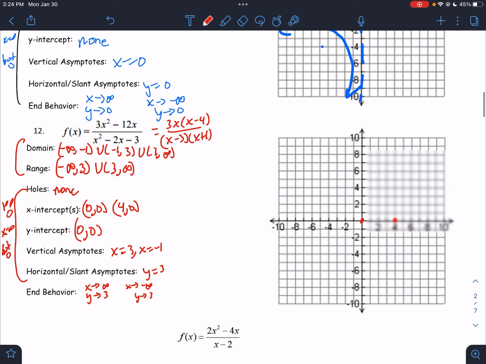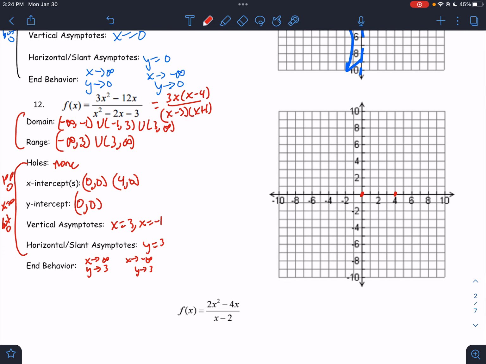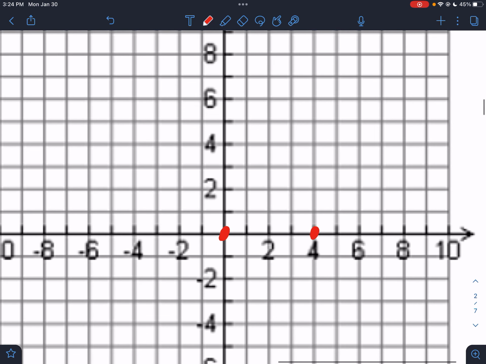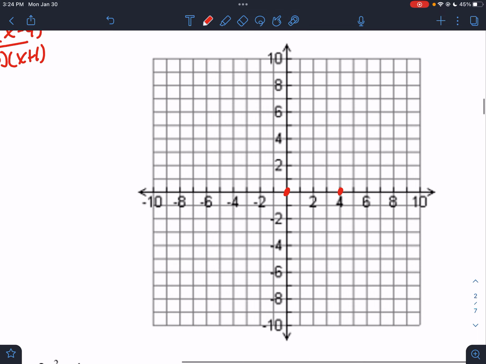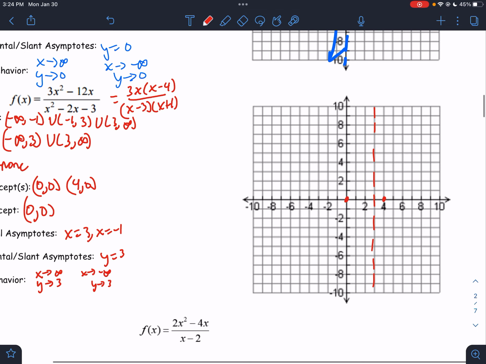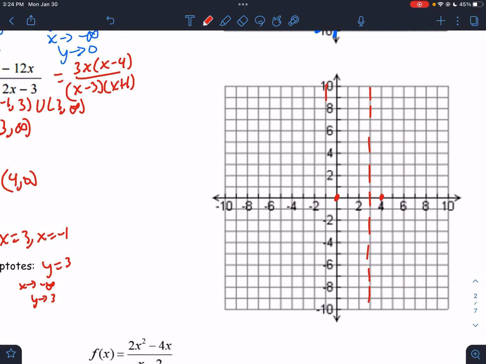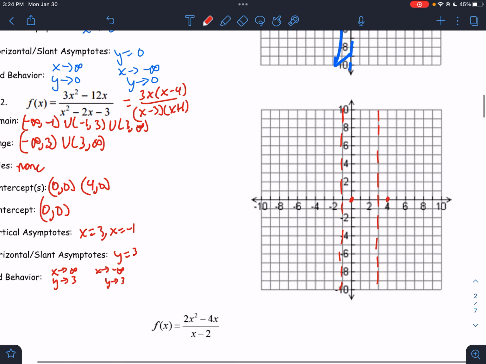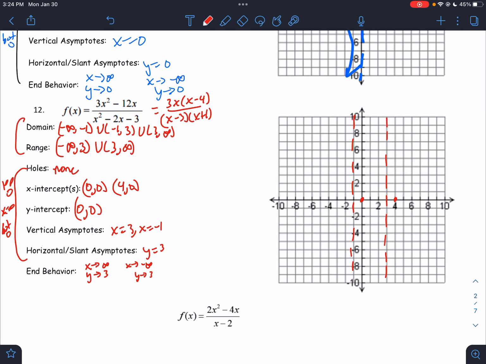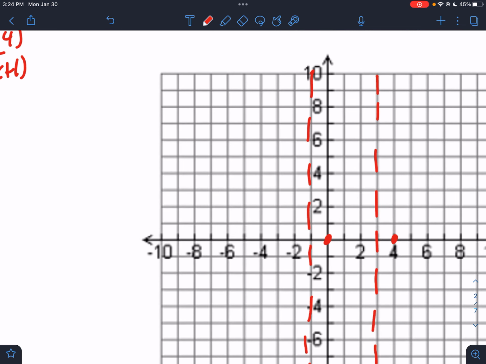Okay. So I'm going to get those asymptotes on here. x equals 3, we got one. And x equals negative 1. Okay, that's kind of skinny there. So we have x equals 3, we have x equals negative 1. Anytime you have two asymptotes, you need to pay attention to where the dots are. We have y equals 3.